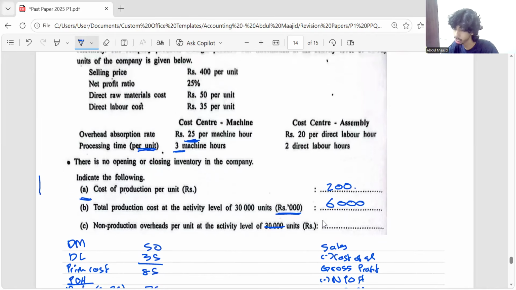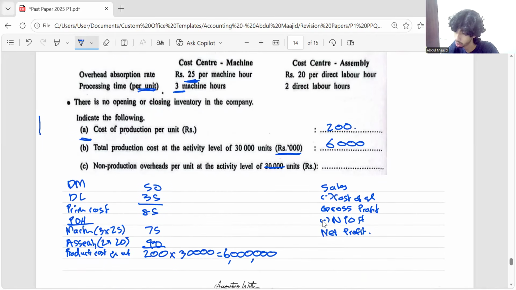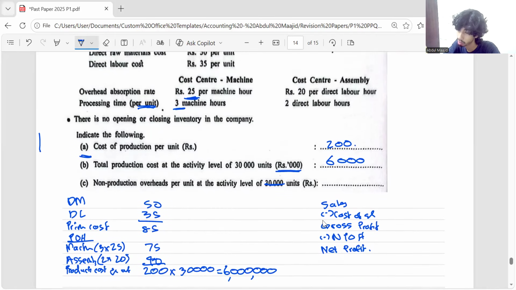The selling price per unit is 400. Then at 30,000, the total sales will be 400 into 30,000. I write in thousands, 30,000, that is 12 million. Cost of sale. The cost to produce one unit is 200. Then the cost to produce 30,000 units will be 6 million. Then the gross profit will be 6 million.